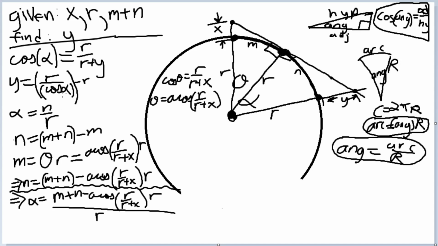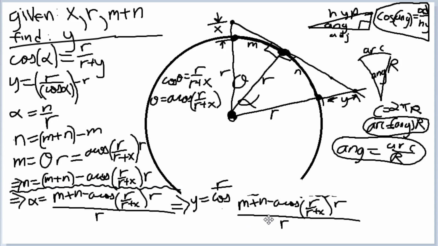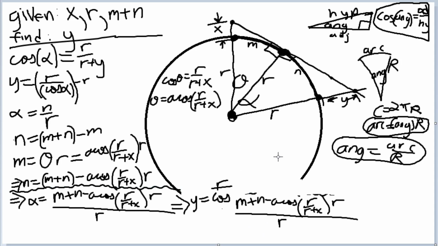So alpha is equal to that. Now I've got to plug it into that equation. That implies y equals r over the cosine of, you know what, I can't believe I didn't think of this before. Select freeform selection. Cosine of that. Now I know I didn't make a copying mistake.